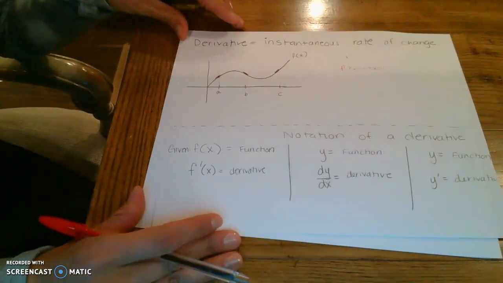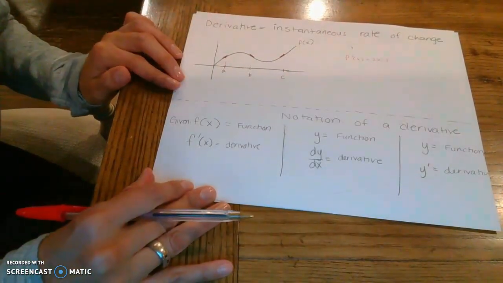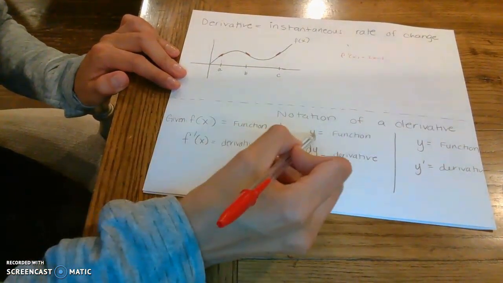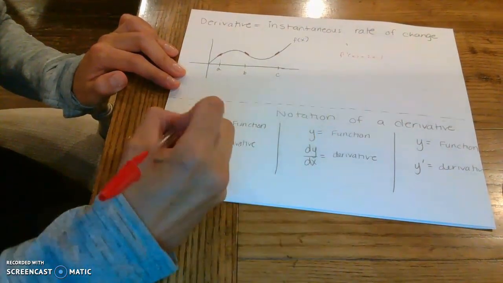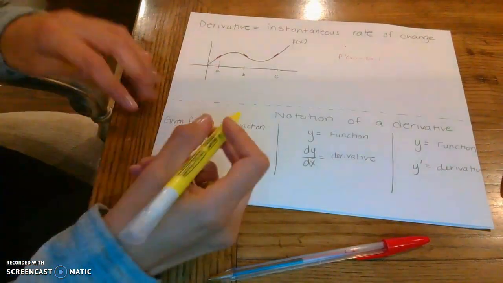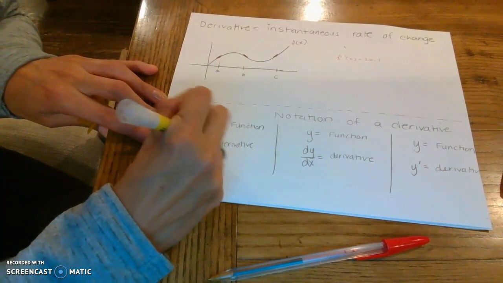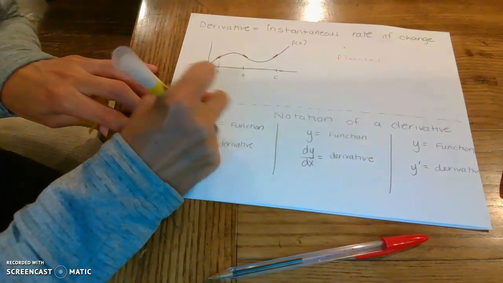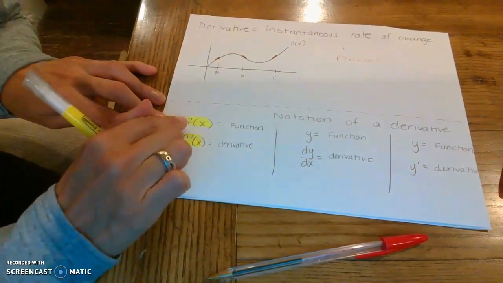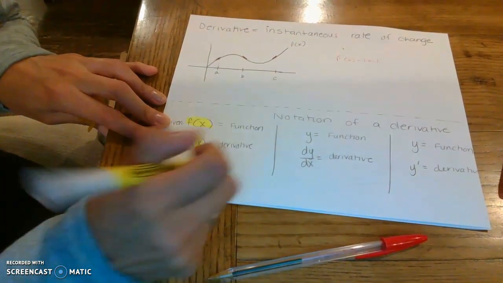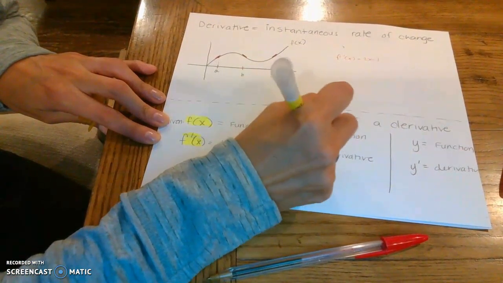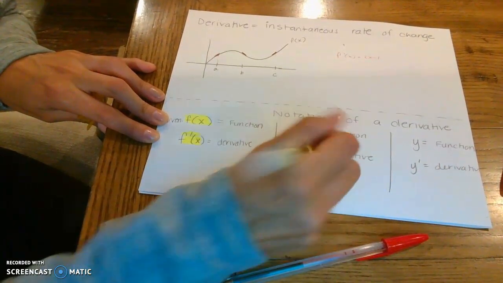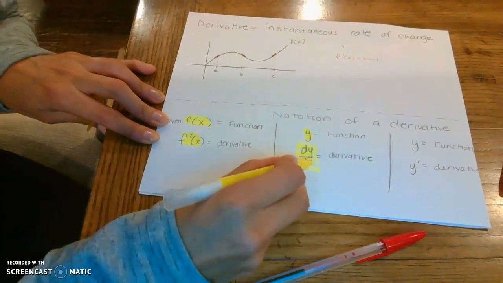Again, just to make sure that everyone's on the same page. If I give you a notation for a function, I can give it to you as f of x, or I can give it to you as y equals, my two common ways. If I give you f of x, then the notation for the derivative is f prime of x. When I call the function y, the derivative becomes dy dx, and that really is the derivative of y with respect to x.